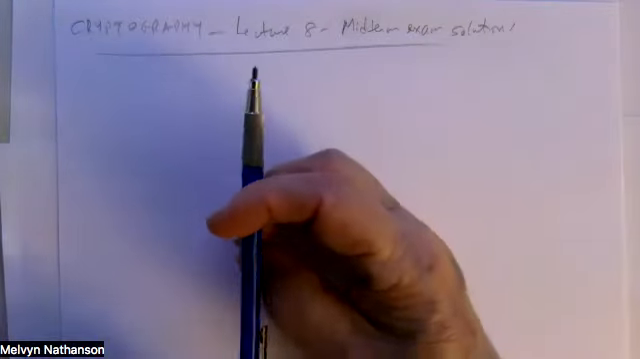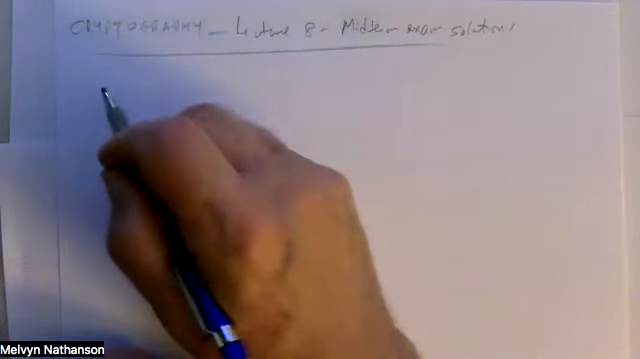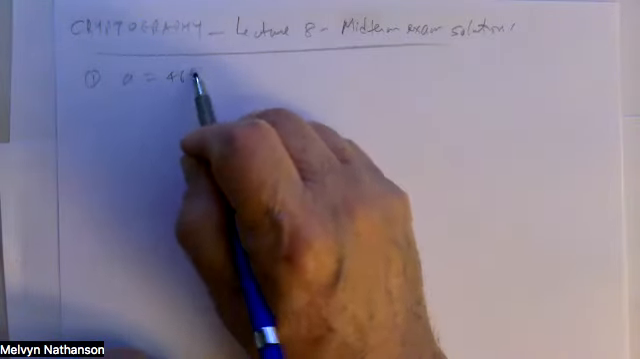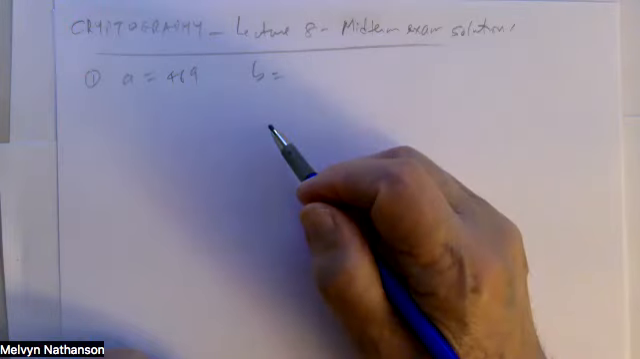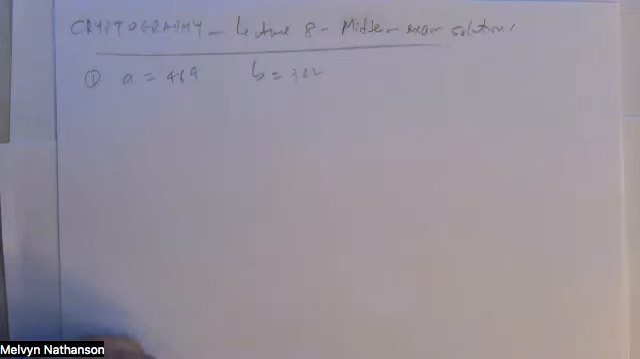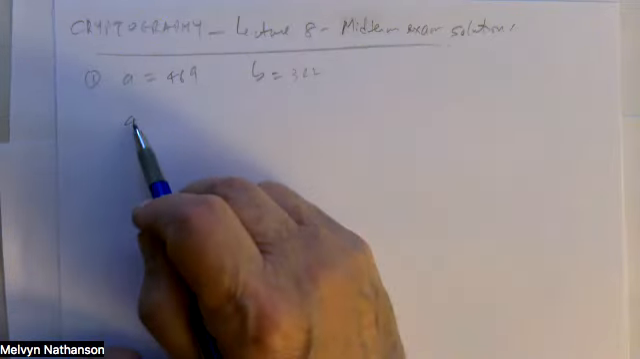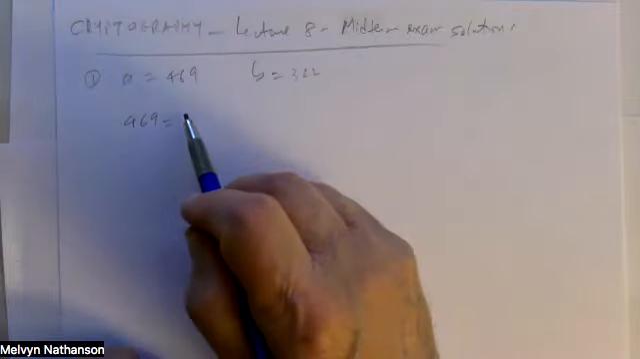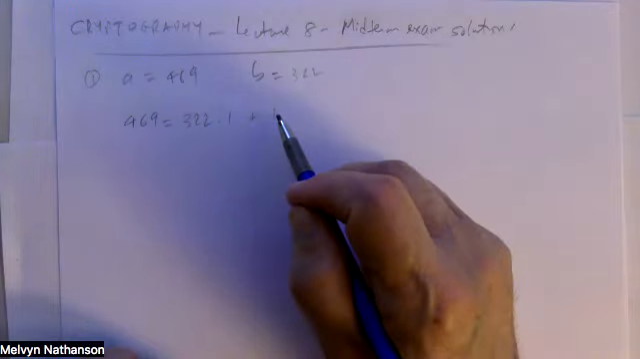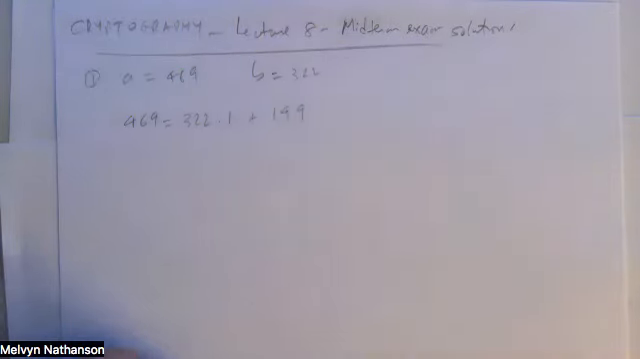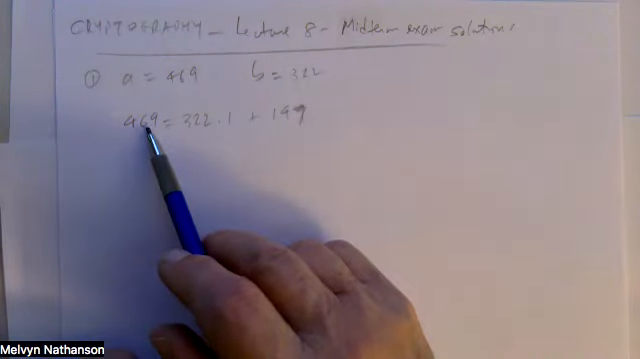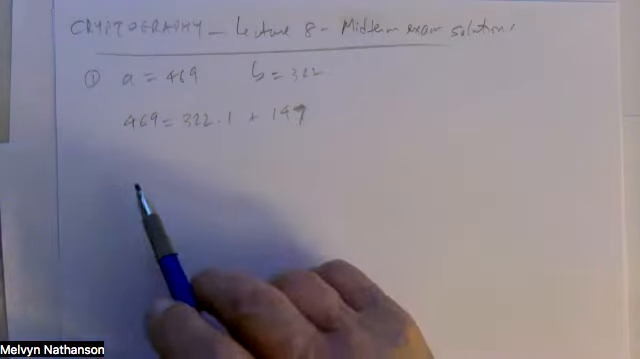Problem 1. We have the integers a equals 469, b equals 322. Use the Euclidean algorithm to find the greatest common divisor. So 469 divided by 322 goes in once and leaves a remainder of, I think, 147. 469 minus 322 is 147.